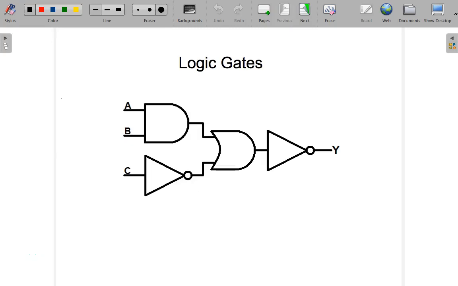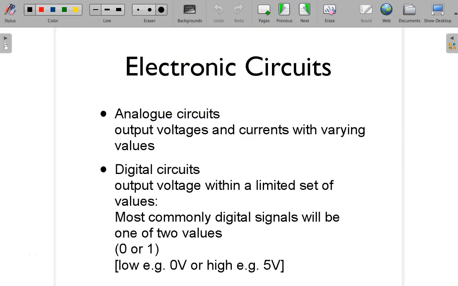This video is about logic gates. There are two types of electronic circuits. First, you have your analog circuits that output voltages and currents with varying values. Then you have your digital circuits that output voltages within a limited set of values.